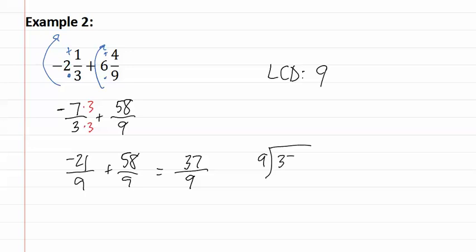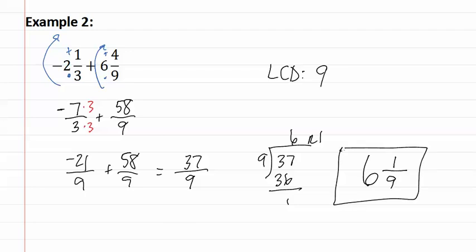So 9 goes into 37 6 times with a remainder of 1, which means we have 6 wholes and 1/9 left. Remember, the denominator never changes. So when you are adding or subtracting mixed numbers, make sure to convert them to a fraction, but then also to convert your answer back.